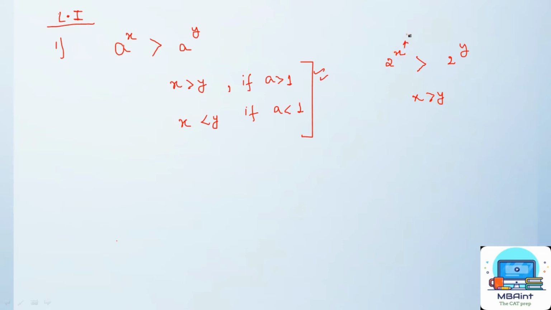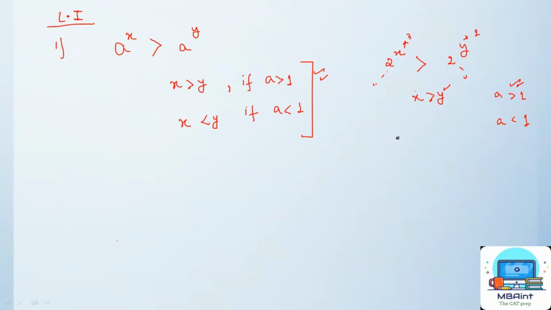Let's say x is 4 and y is 3, or y is 2. Then I know that my left hand side will be greater than the right hand side. So x greater than y, and I know that a is greater than 1. But what if a is less than 1?